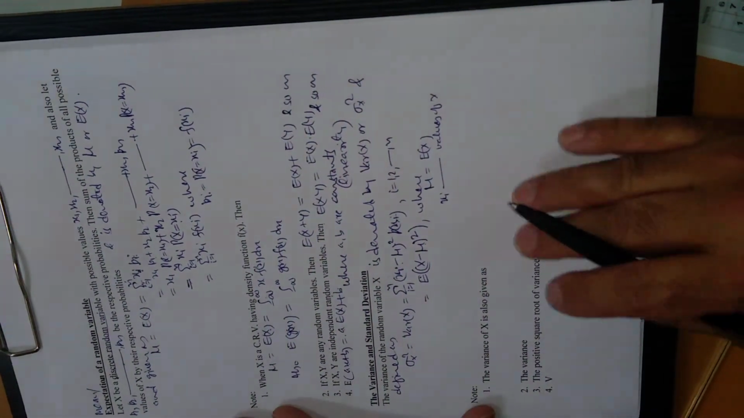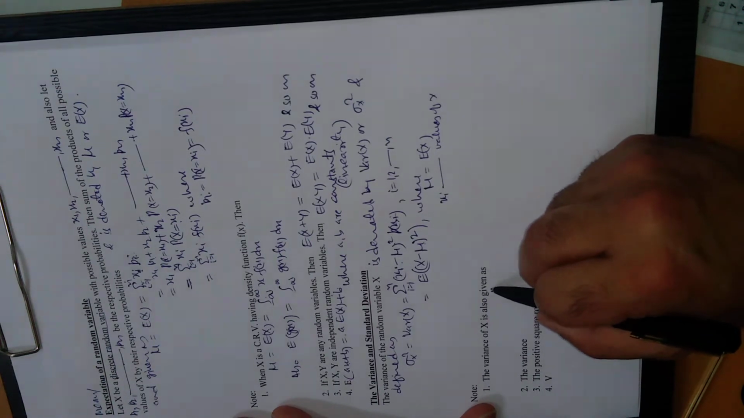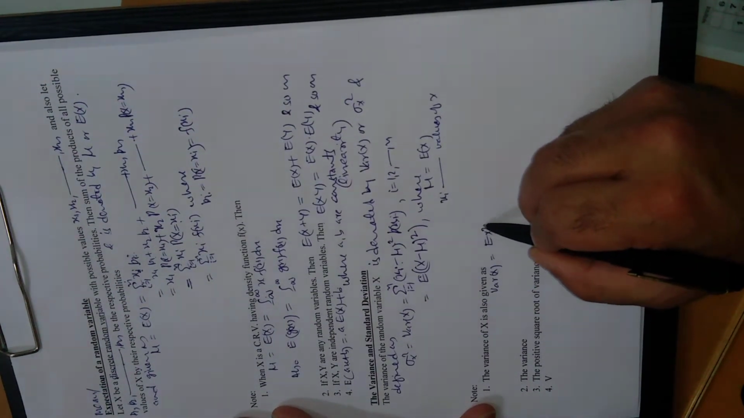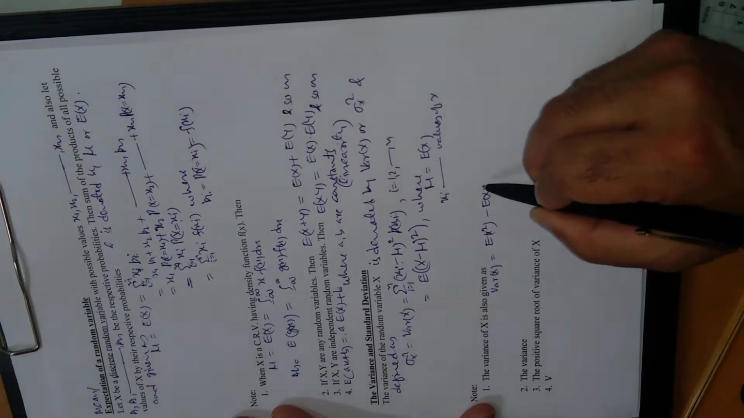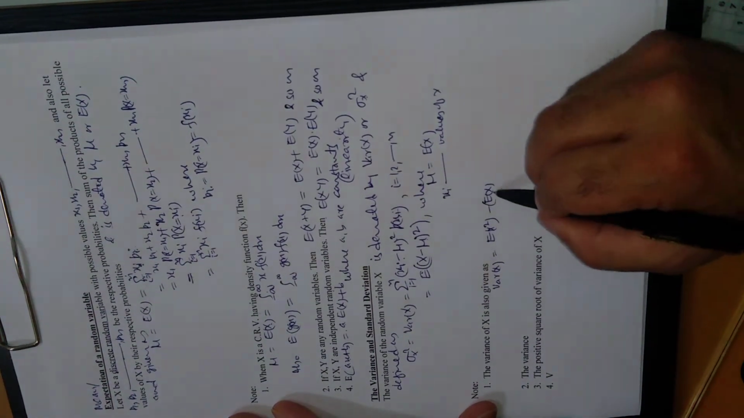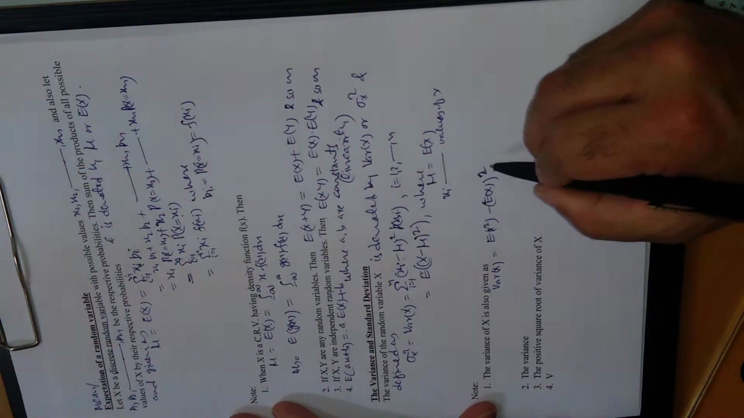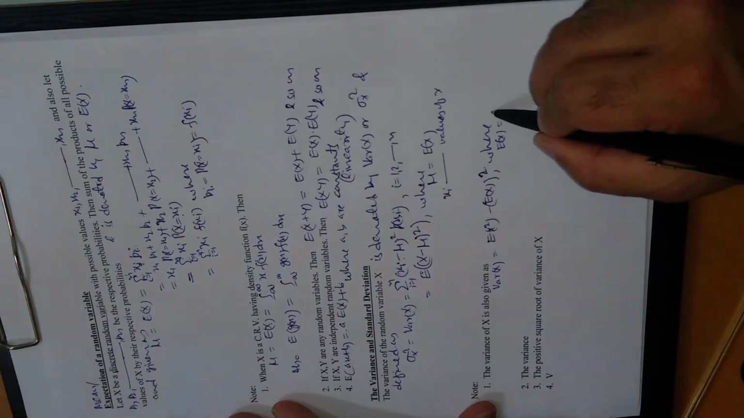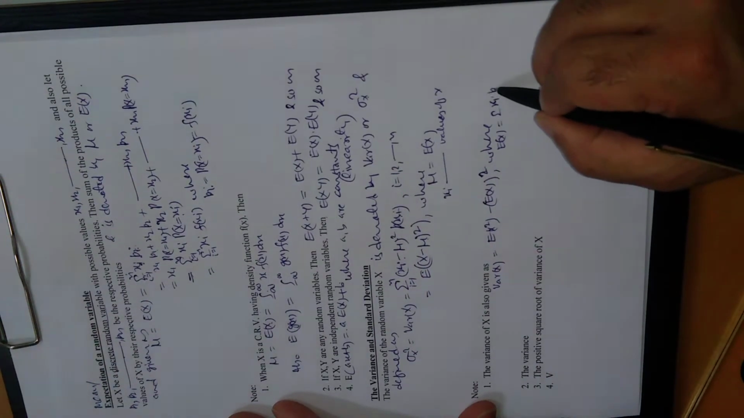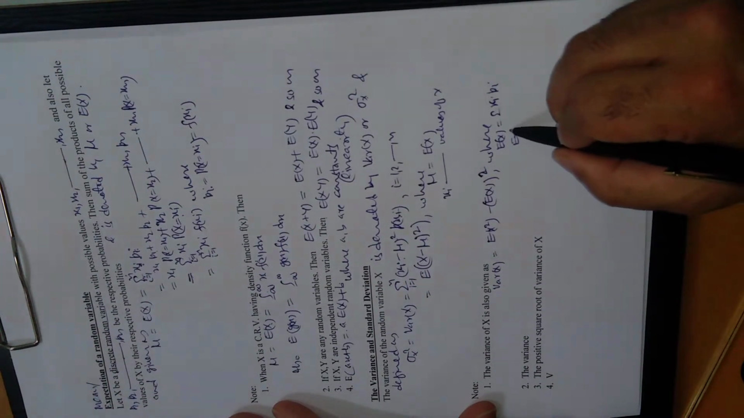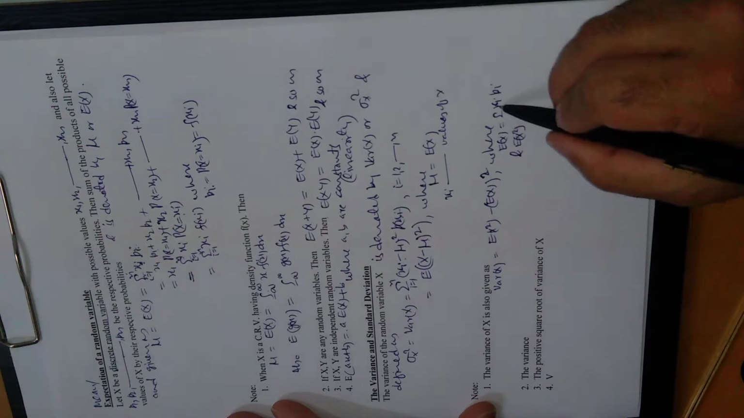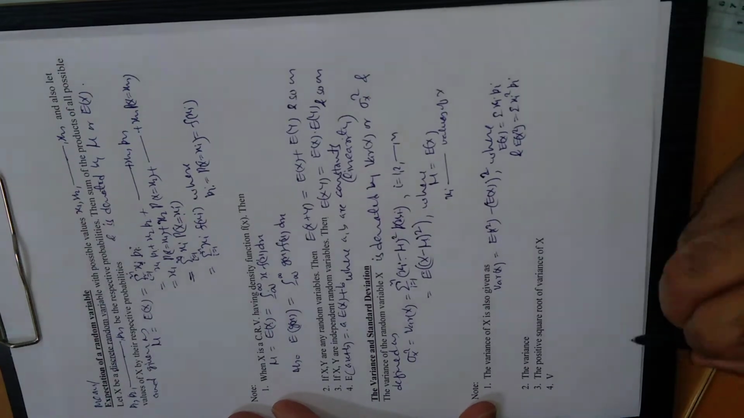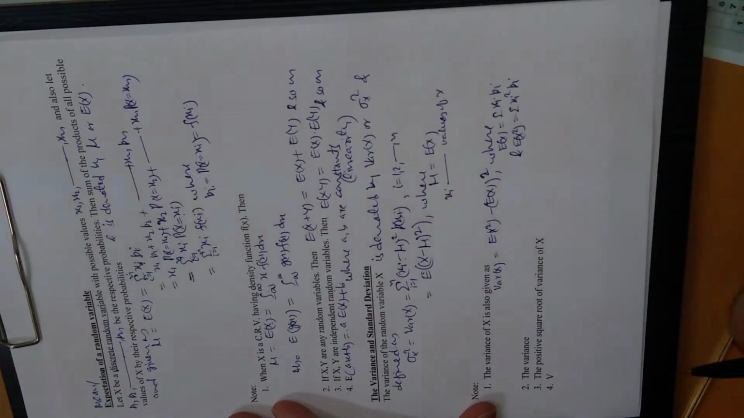Now number 3, variance of x is also given in this way: variance of x is E of x square minus (E of x) whole square, where E of x means summation xi pi, and E of x square is summation xi square pi. All right, easily seen from here.